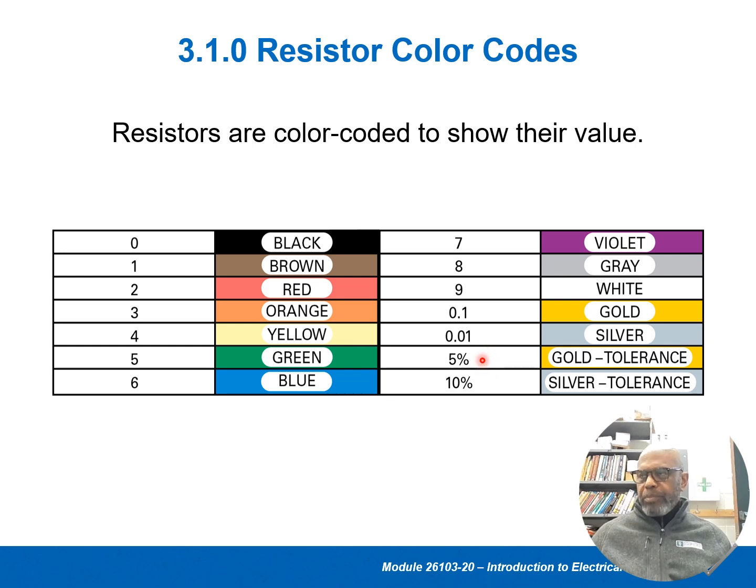So again, 5% is a better resistor because it's only plus or minus 5% of what it's rated. If it's silver, it's not as accurate because the tolerance swing is bigger. It could be 10% off, either plus or minus. So again, that's looking at resistors, and it's just a way to determine what a resistor's resistance is.